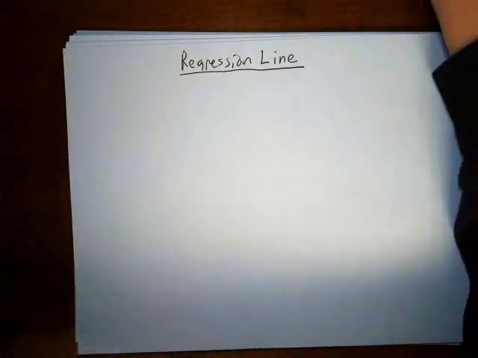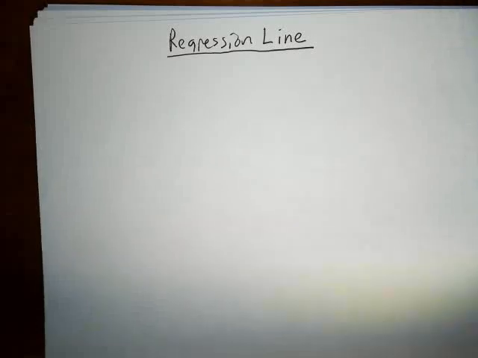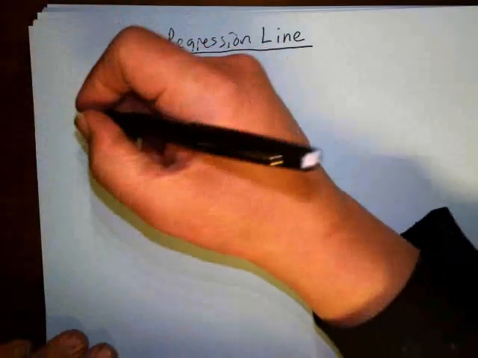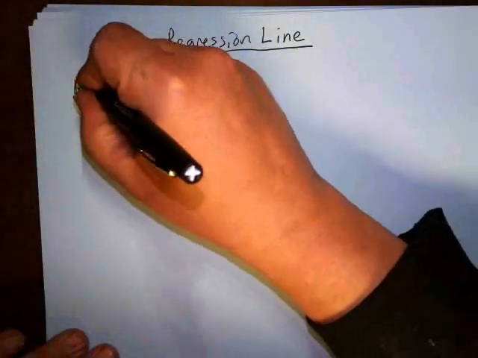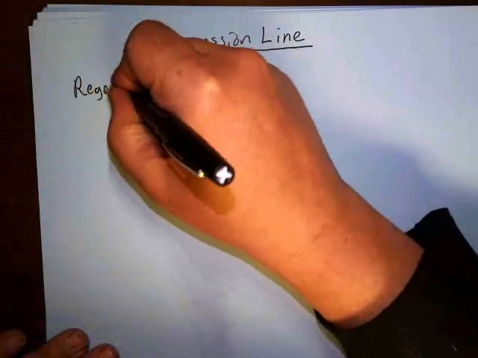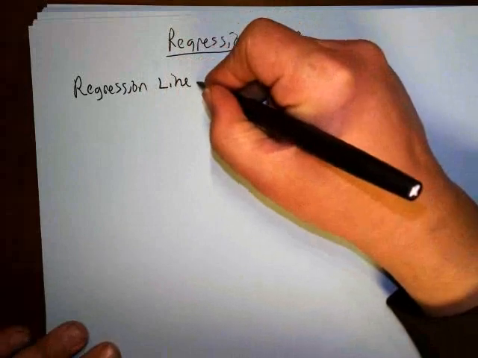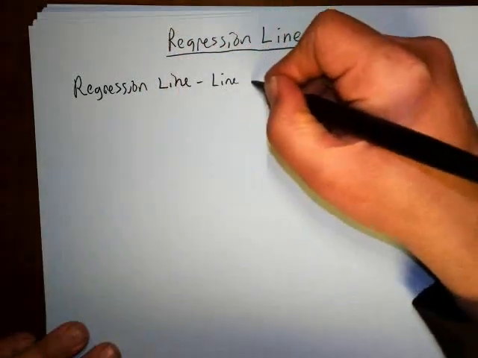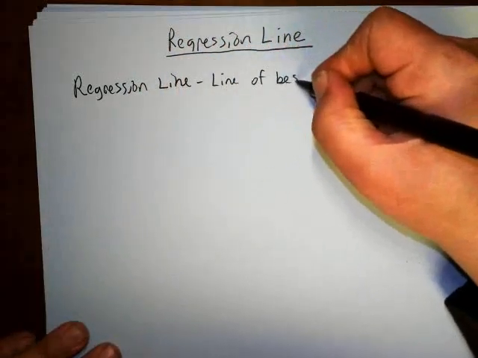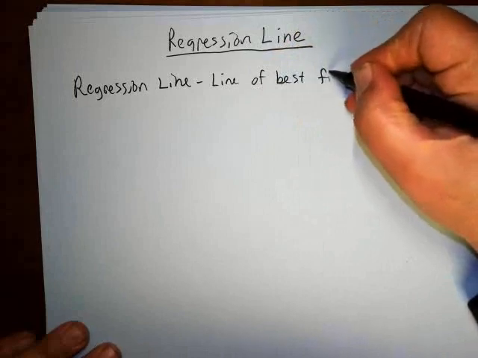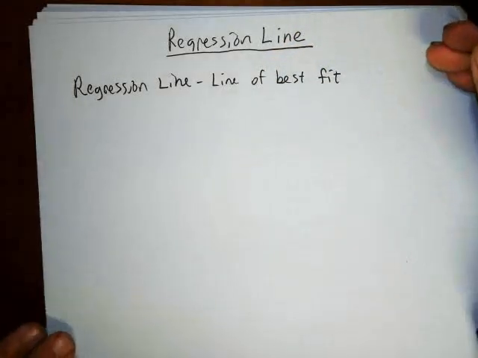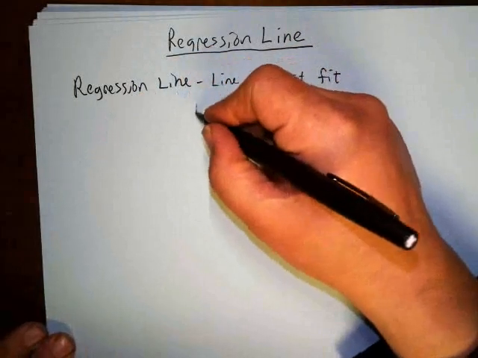Let's now talk about the regression line. The regression line is the line of best fit. We could think of it as the line of best fit. So what do I mean by this?